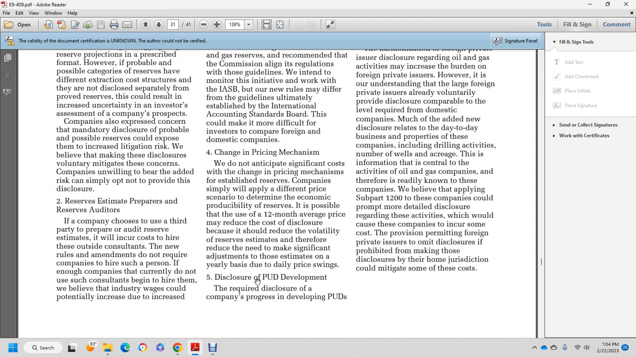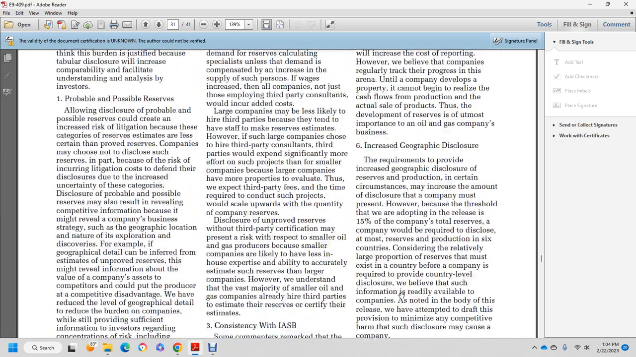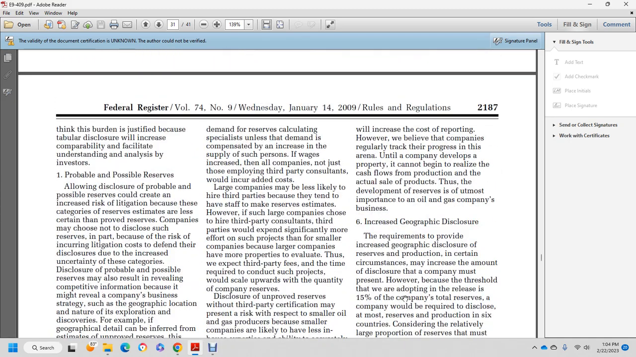5. Disclosure of proposed undeveloped development. The requirement is for disclosure of the company's progress in developing the proposed undeveloped reserves. We want to keep the cost of reporting low, however, we believe companies regularly track the progress of their undeveloped reserves, because until the company develops the property it cannot begin realizing cash flow from production and the actual sale of the product. The development of reserves is of the utmost importance to an oil and gas company's business.